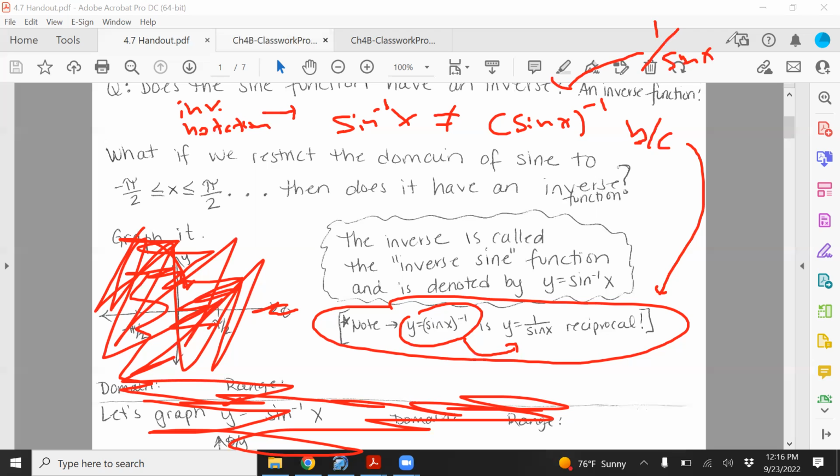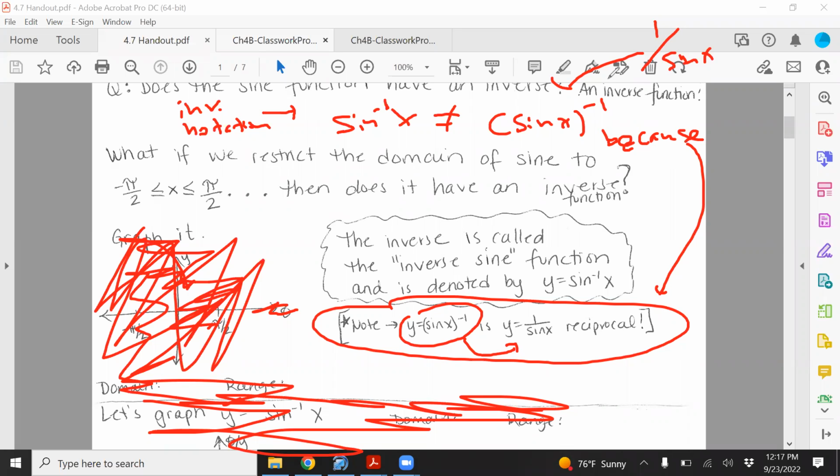Y equals 1 over sin x is b over c. B over c? What do you mean? Where are you getting b over c from? Oh, you have an arrow pointing. Oh, sorry. I can see that confusion with the circled variables. That should be because. Okay.